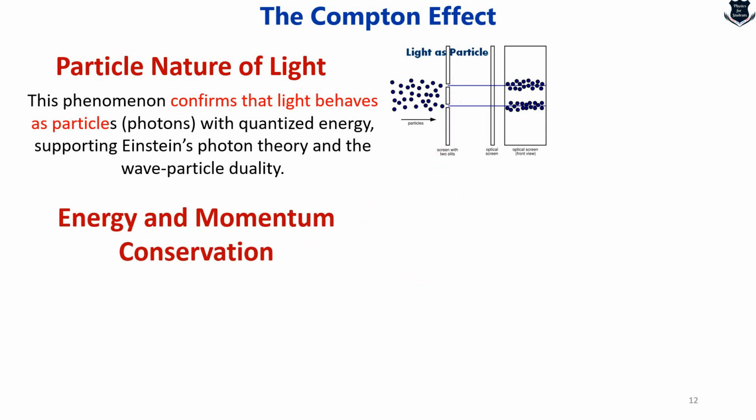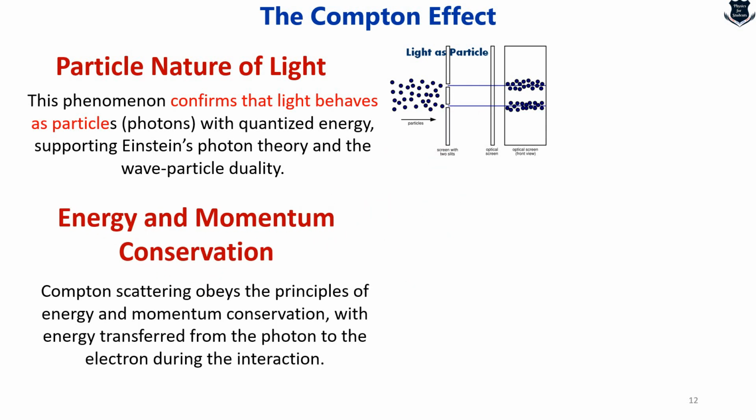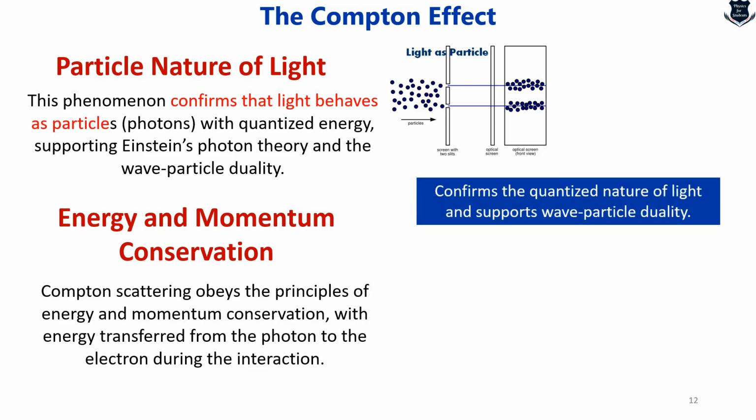And finally, what it also shows is the energy and momentum. Obviously, they will be conserved, because Compton scattering obeys the classical principles of energy and momentum conservation, with energy transferred from the photon to the electron during the interaction. So here are three quick summaries which come from the Compton effect. Number 1, it confirms the quantized nature of light and supports wave-particle duality.